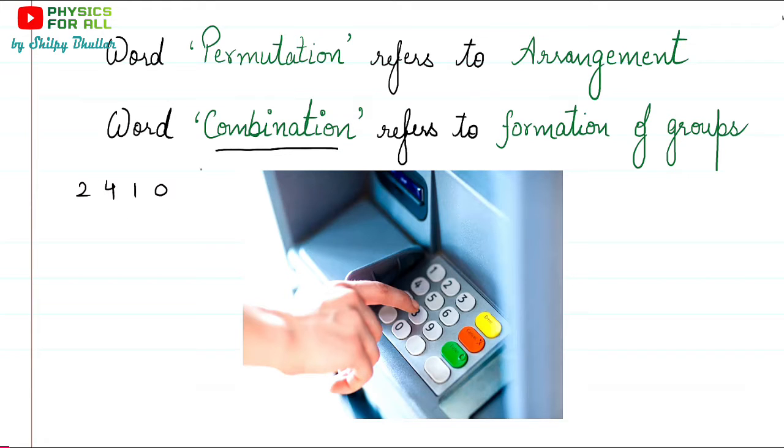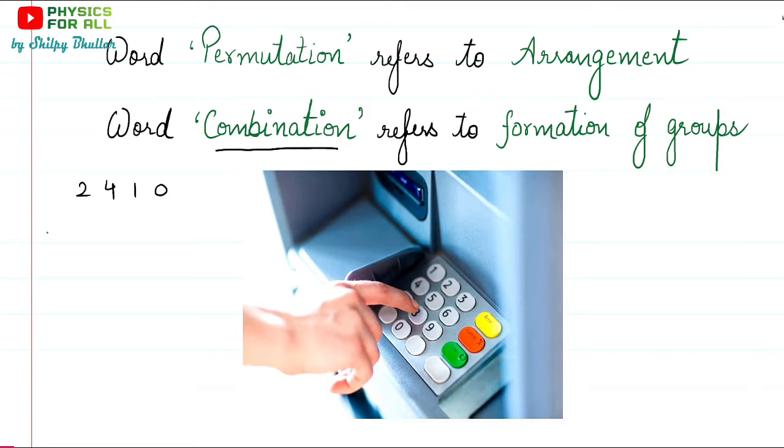He just told his friend that his ATM pin is a combination of these 4 numbers, 2, 4, 1 and 0. But what is the actual pin? For that, his friend has to make some arrangements. He has to make some permutations to actually get the correct pin. So suppose these are the numbers. His friend might start making different arrangements of these 4 numbers. What could these be? Let's see.